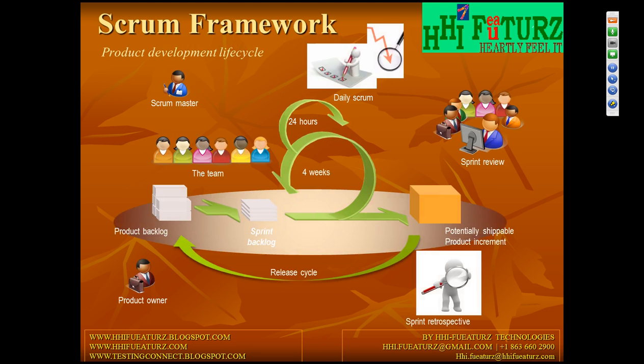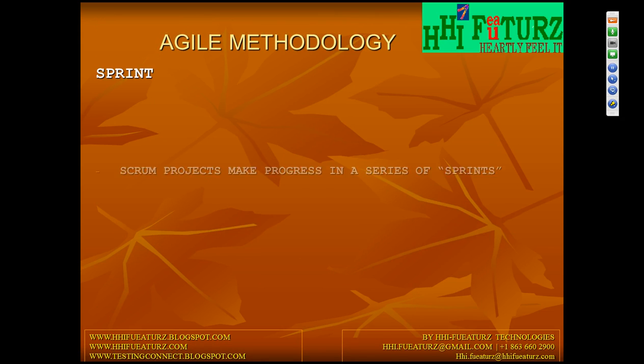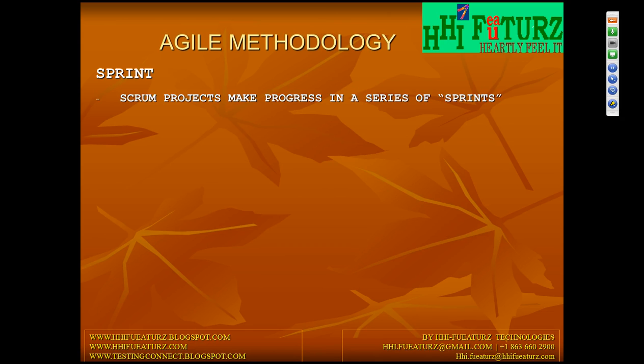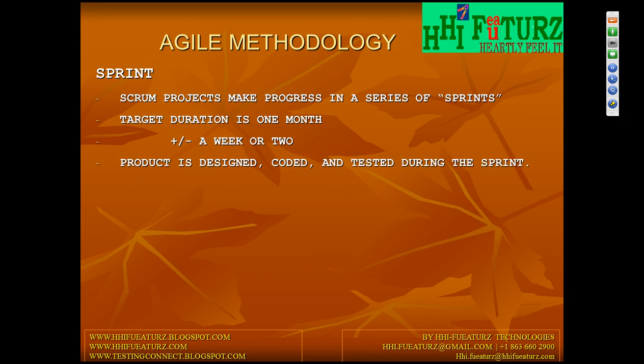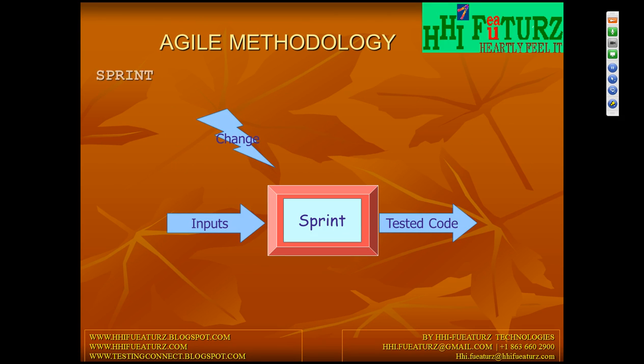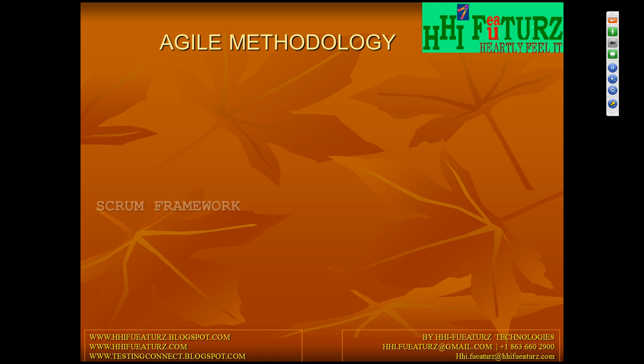So this is very high level, the Scrum framework you will be following in your agile methodology. Scrum projects make progress in a series of sprints. Target duration is 1 month, but it may vary. The product is designed, coded, and tested during the sprint. For any sprint, user stories or change requests you will develop, and tested code will be delivered.